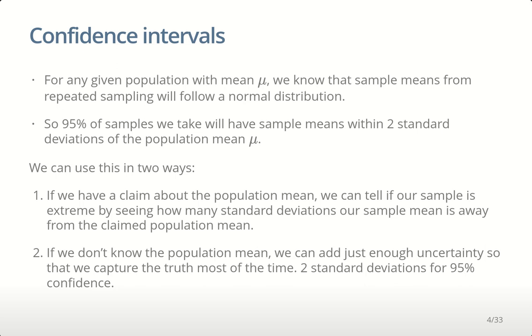The other way we can do that is as if we don't know what the population mean is, right? We can just add enough uncertainty around our estimate from our sample. For example, we could add plus or minus 2 standard deviations, and we know that that will capture the truth 95% of the time, right? Because 95% of the time, the sample means are within 2 standard deviations of the truth. So if we take our sample mean and we add plus or minus 2 standard deviations, then 95% of the time we'll capture the truth in that interval.